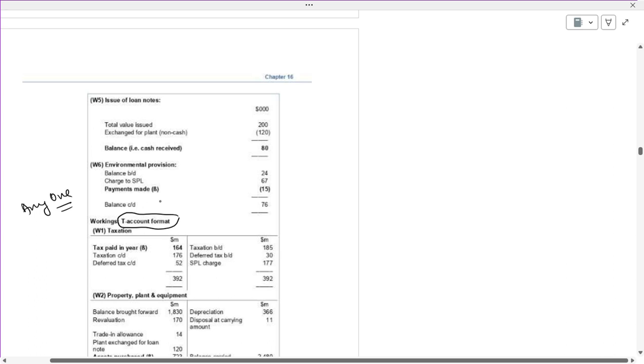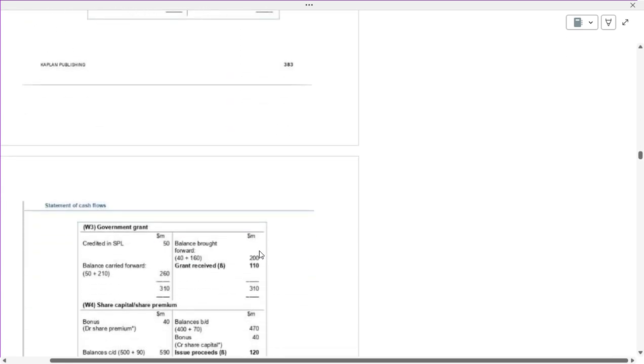Follow one method, it will be easy. Debit and credit, both methods are easy, for convenience. We will see how it will work. Can we do one question on this?